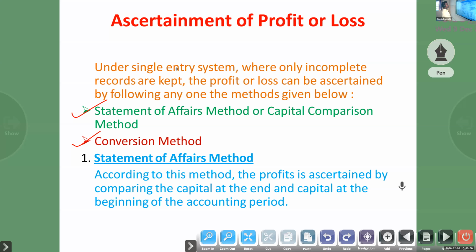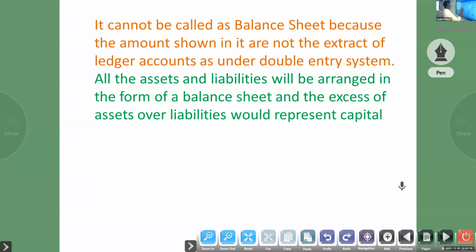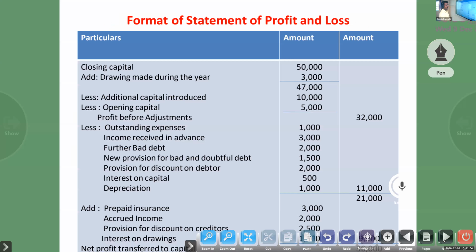Okay, so you look at the format of closing capital, add drawings made during the year, less additional capital. 8 mark question. Add drawings made during the year, less additional capital introduced, less opening capital, less profit before adjustments. Now you have to deduct the adjustment related to the debit side of profit and loss account, then the adjustment related to the credit side of profit and loss account that you have to add. Then here prepaid insurance, add income received in advance, less, that you have to remember.